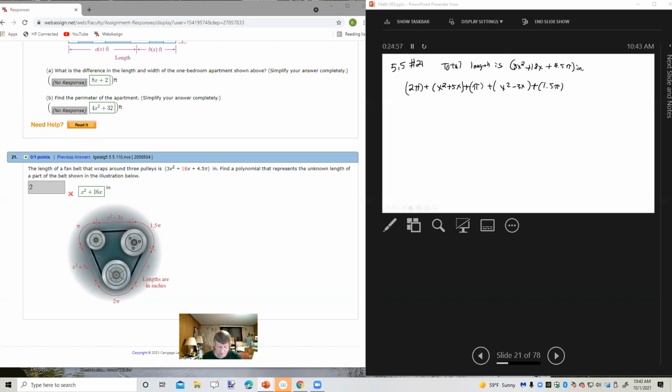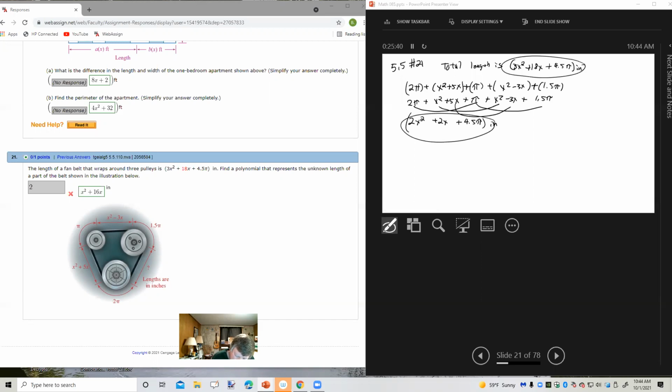Okay, so I can get rid of those grouping symbols. 2 pi plus x squared plus 5x plus pi plus x squared minus 3x plus 1.5 pi. Well, if we put the x squareds together, we get 2x squared. The x's together, 5x minus 3x is plus 2x. And the pi's together, 2 pi plus pi is 3 pi, plus 1.5 pi is 4.5 pi, and that is inches. So I know the total length, and I know the length of everything but the missing piece.